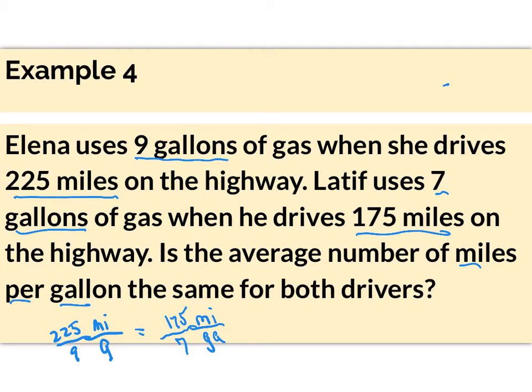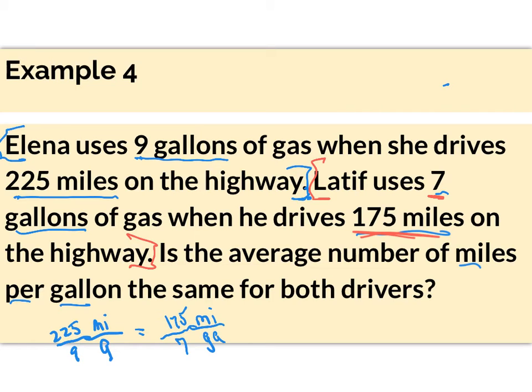And you might be saying to yourself, how do I know that? Well, let's look. In the first sentence before the period, what two numbers are together? 9 and 225. In the second sentence, what numbers are together? 7 and 175. That's how I know that these numbers go together.